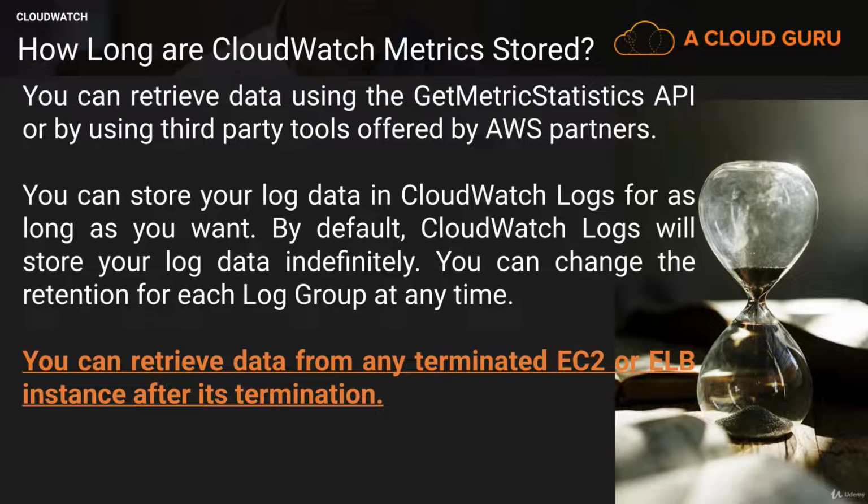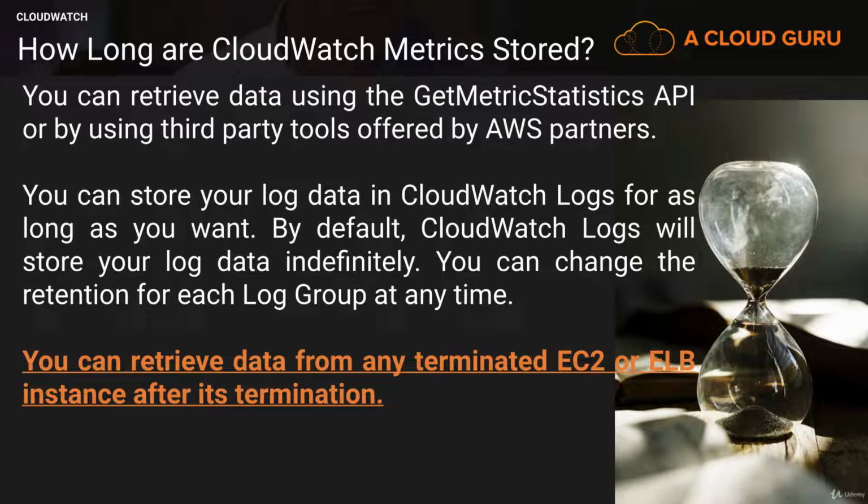Also, it's really important to understand how long CloudWatch metrics are stored. You can retrieve data using the GetMetricStatistics API or by using third-party tools offered by AWS partners. And you can store your log data in CloudWatch Logs for as long as you want. By default, CloudWatch Logs will store your log data indefinitely. So you can change the retention for each log group at any time. You could just say, okay, for my ELBs, I only want data for the last 2 weeks, but for my EC2 instances, I want to go all the way back to 6 months. So you can change it, but by default, it is logged indefinitely.